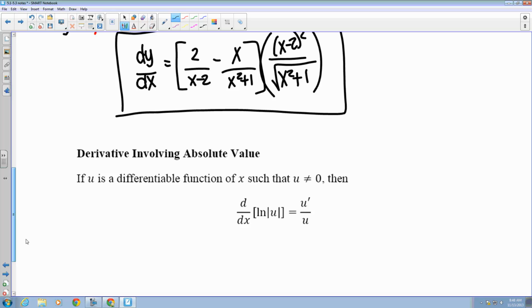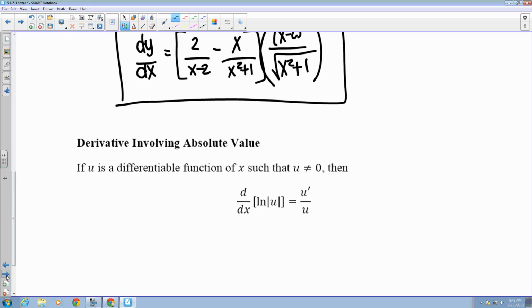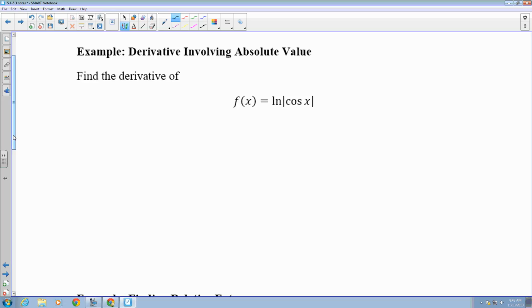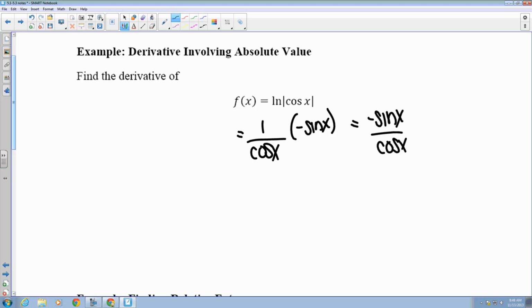Okay, this is telling us that if we have an absolute value, so if we're taking the derivative of natural log of absolute value of u, it's the exact same thing. It's u prime over u. So you don't have to do anything different for an absolute value. So if I'm taking the derivative of natural log of absolute value of cosine, 1 over cosine times the derivative of cosine, which is negative sine. So it's negative sine x over cosine x, which is negative tangent x.